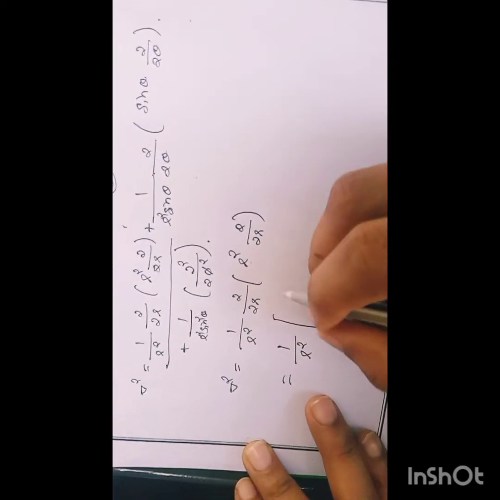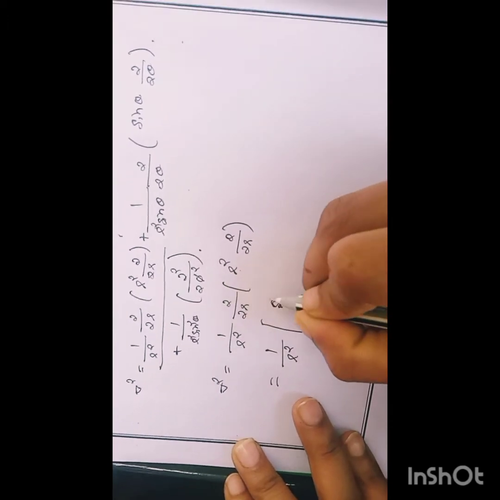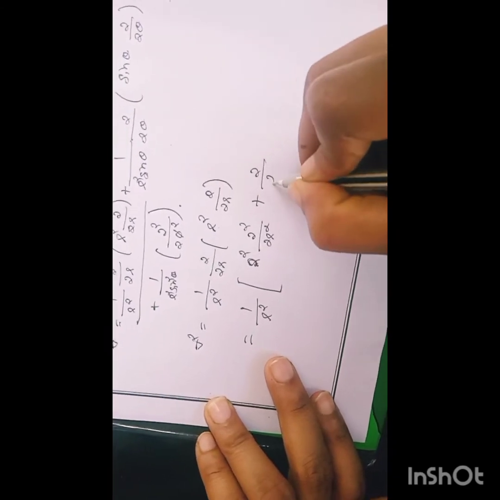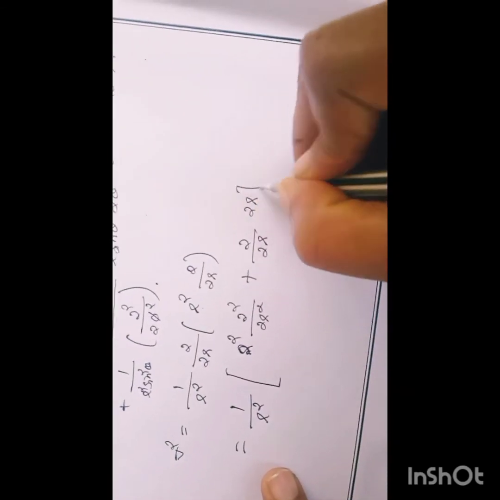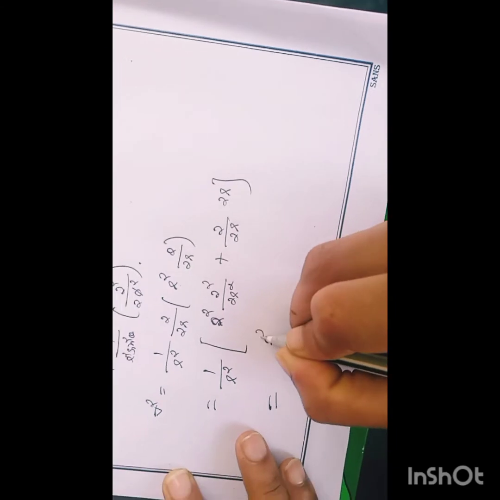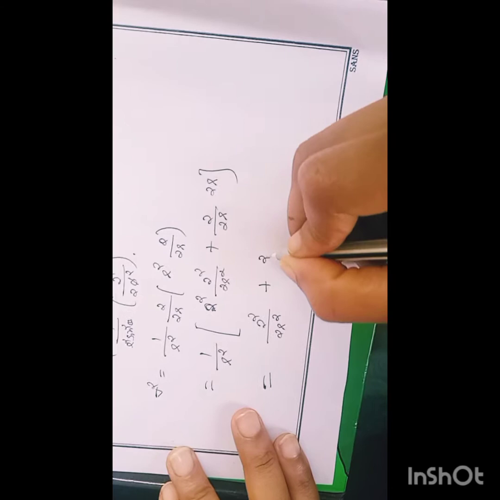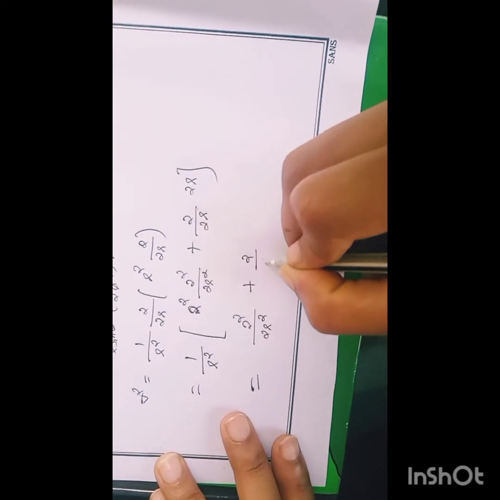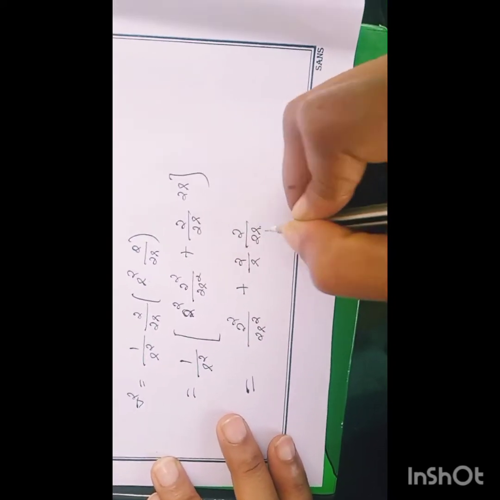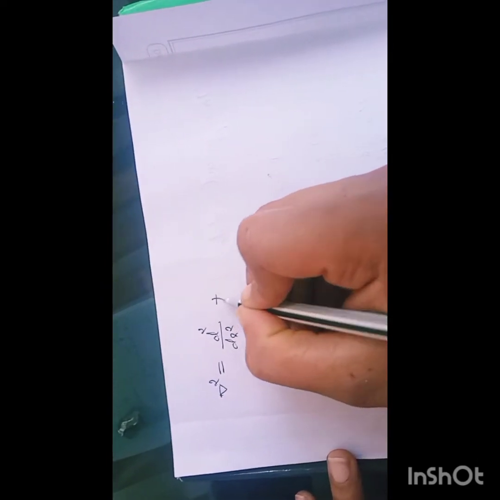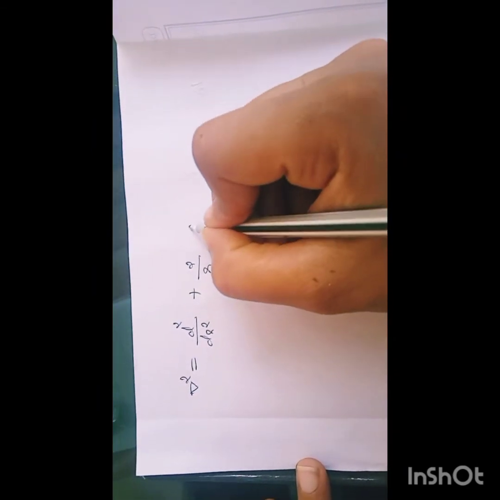Then here apply the product rule. Then r square into dou square by dou r square plus dou by dou r into 2r. That is equal to dou square by dou r square plus 2 by r into dou by dou r. In the form of full derivative, we can write del square is equal to d square by dr square plus 2 by r into d by dr.